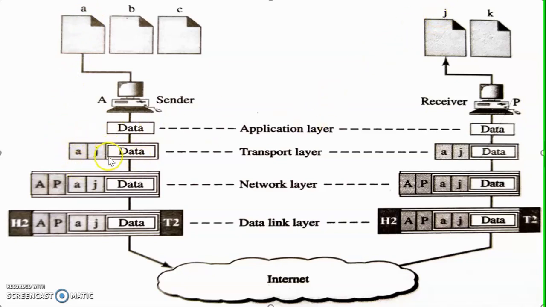Then the data will be sent to the network layer. Now the work of the network layer is to attach the IP addresses. So over here, the source IP address and the destination IP address will be attached. The source IP address is A and destination IP address is P. And then the packet will be passed to the data link layer.